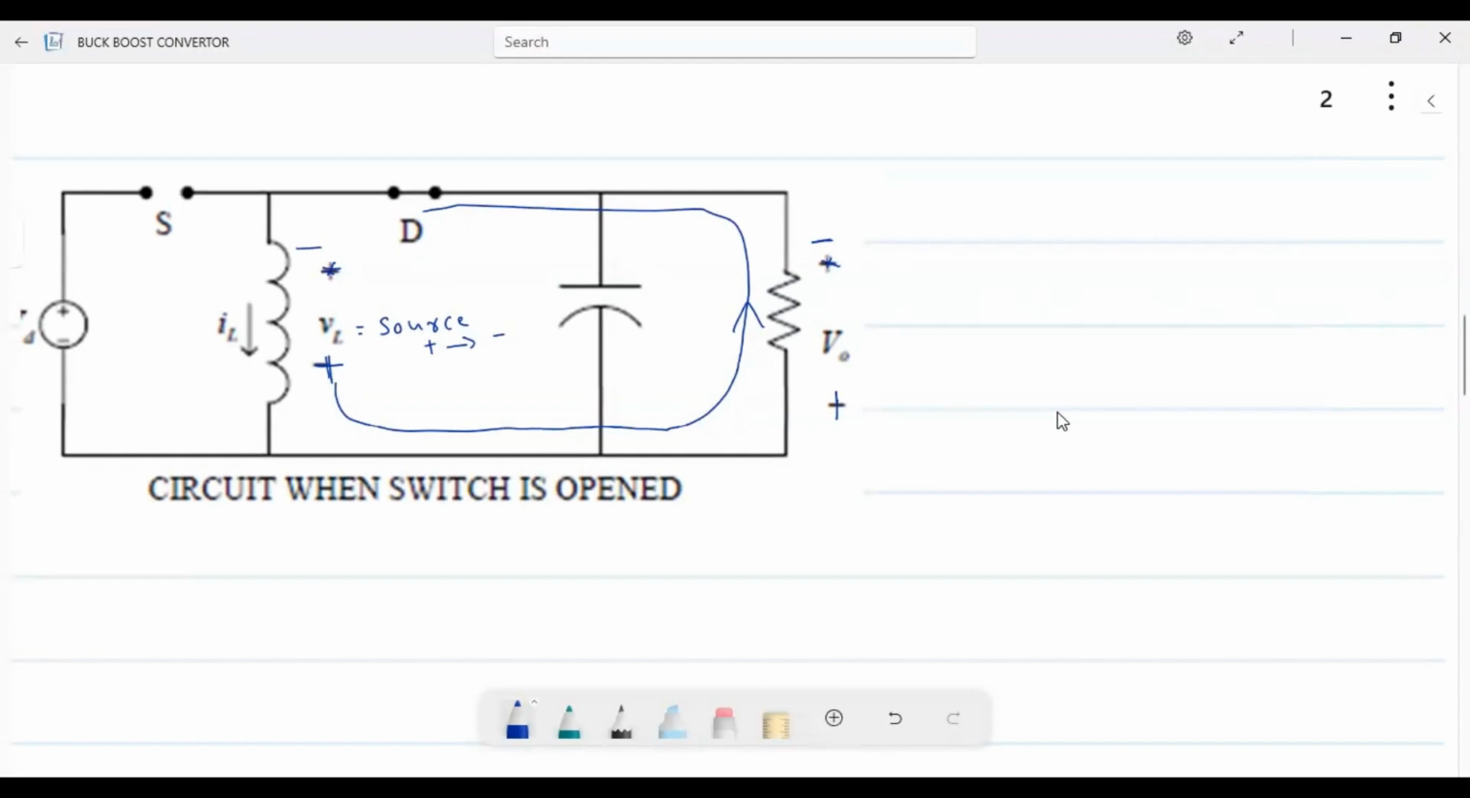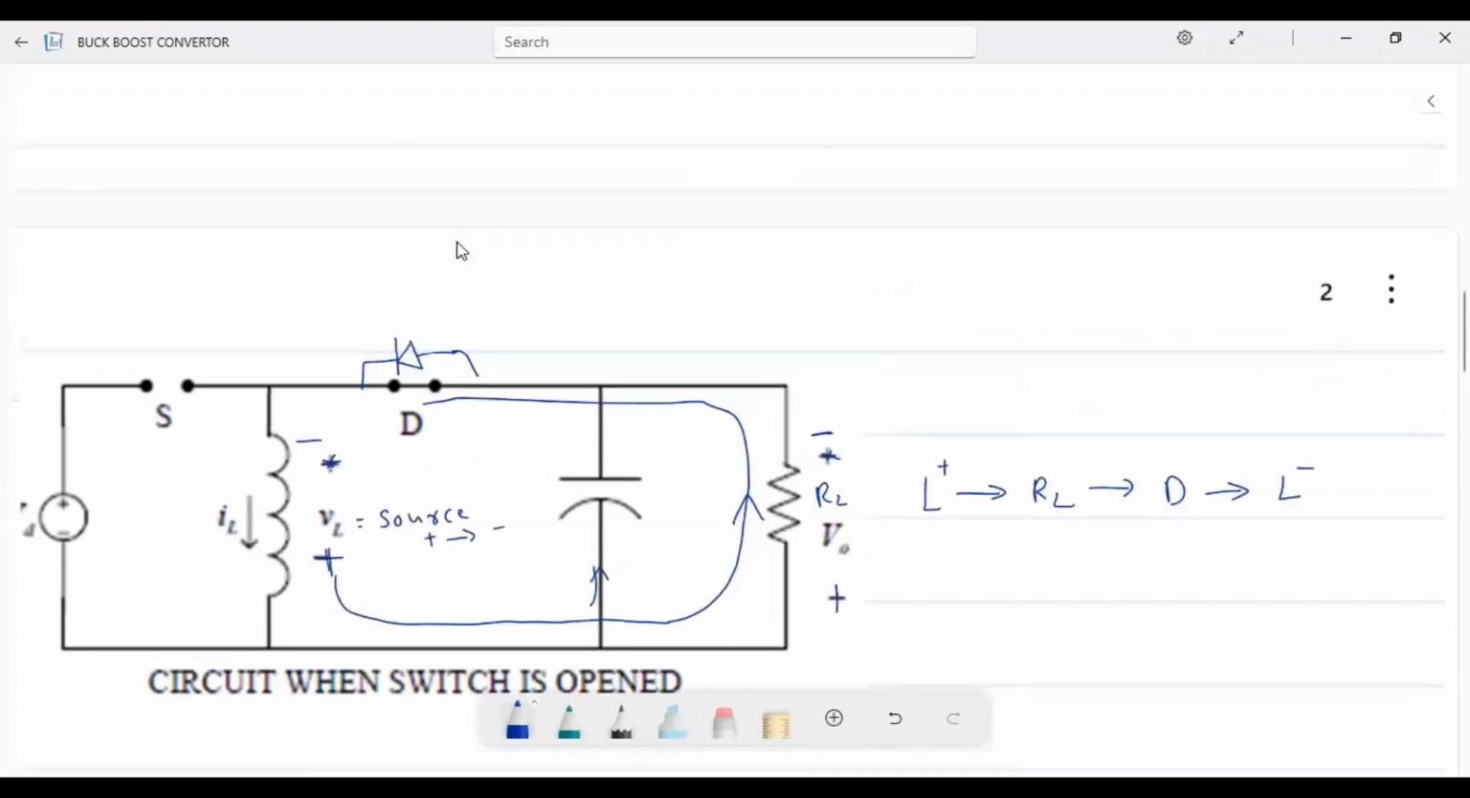And the current flow will be from inductor positive, L positive, towards the capacitor path, so through the capacitor path also current will flow. I am taking the load RL. So through RL towards the diode positive, negative towards the inductor negative. So the diode connection was, we connected the diode in this way, right? This was the diode connection.